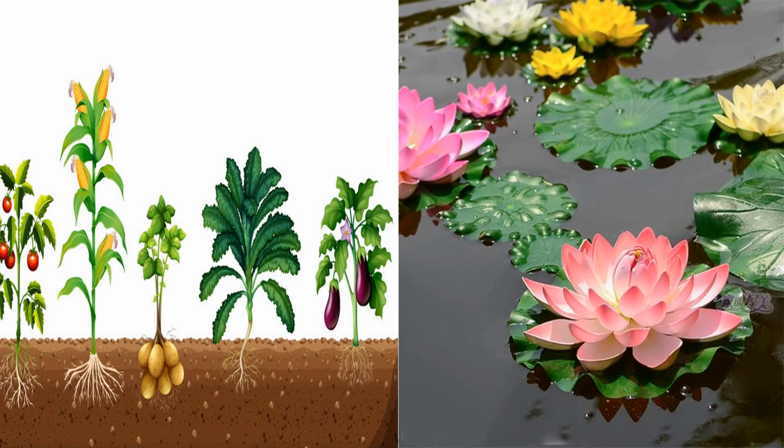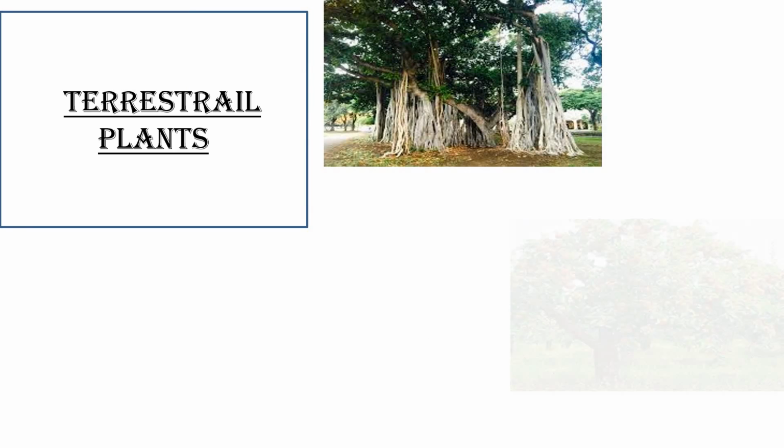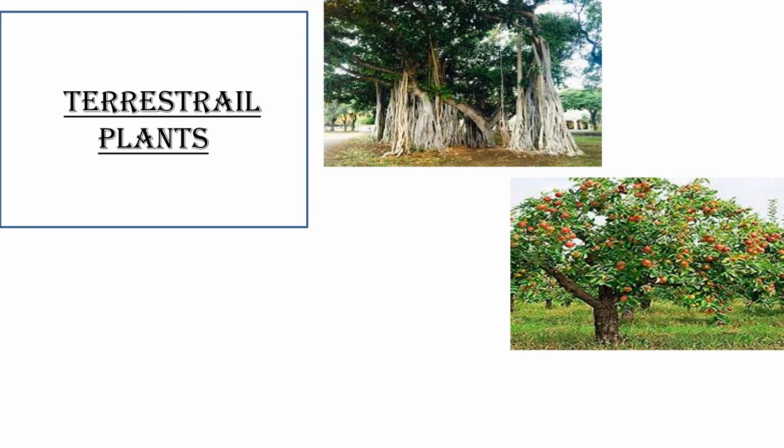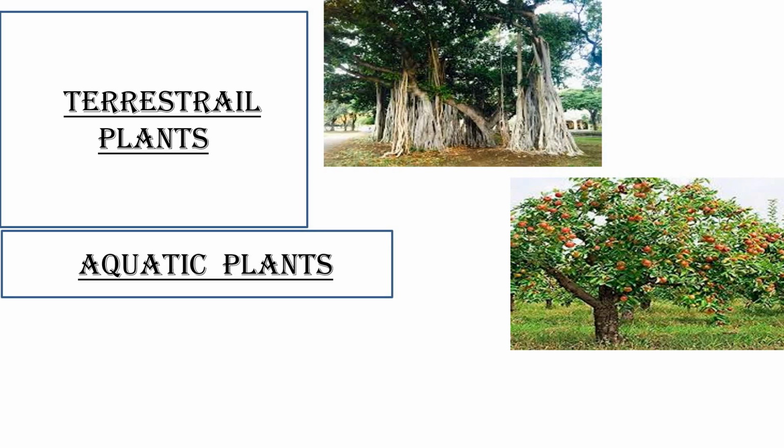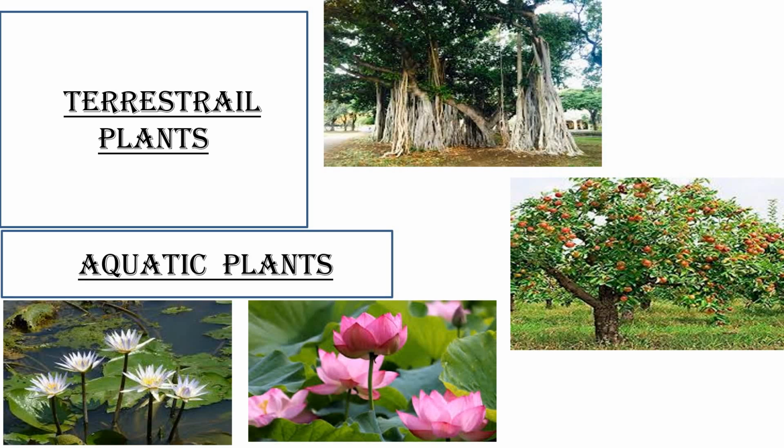Look at this picture carefully. Here, you may get some plants growing on land and some growing in water. The plants are divided into two parts, terrestrial plants and aquatic plants. Terrestrial plants. Plants that grow on land are called terrestrial plants. For example, banyan tree, apple tree. Aquatic plants. The plants that grow in water are called aquatic plants. For example, water lily and rose.